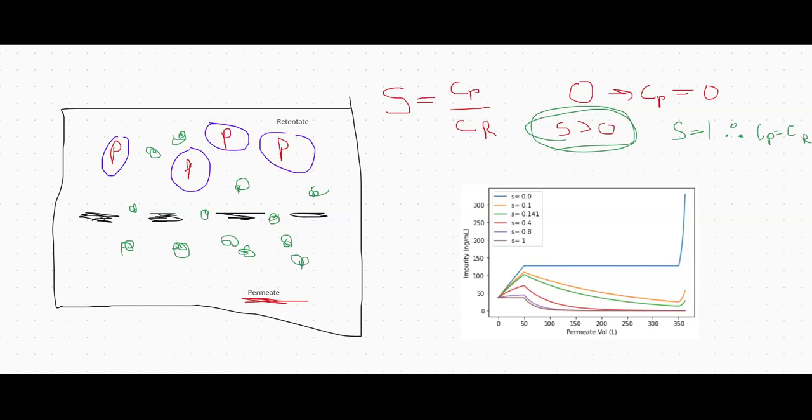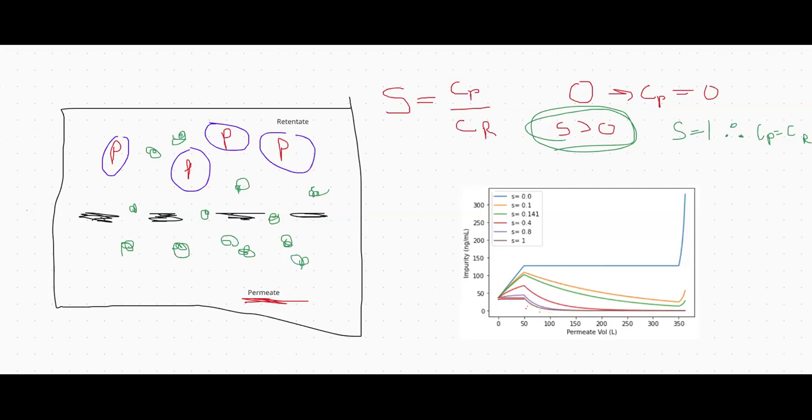But if sieving is 1, this lower one here, we can see that during concentration, the concentration of it stays flat. But when we start diafiltering, it decays really quickly to 0, really quickly. Okay. And then, of course, there are intermediate positions.